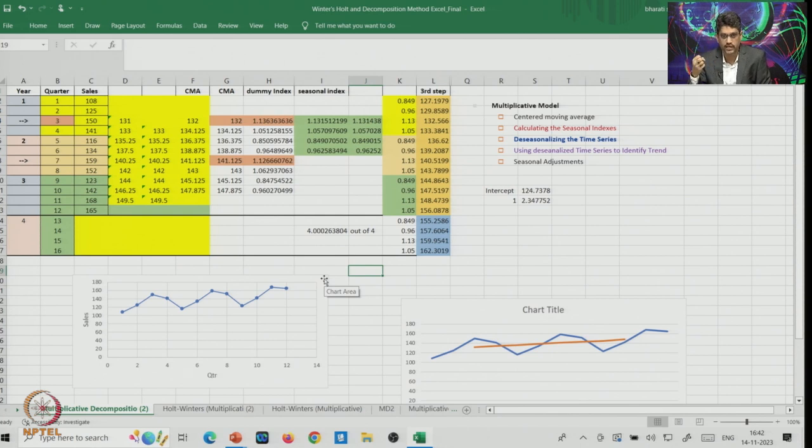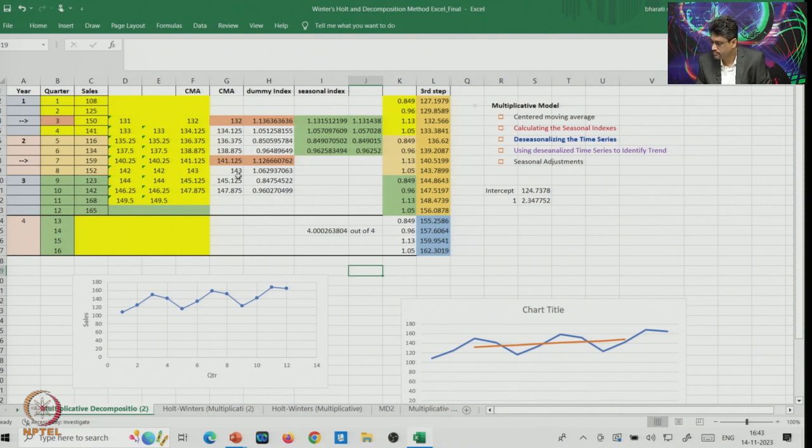Ultimately, the goal is to get the index so that you can deseasonalize the data. Third step, you can get the trend line and get the forecast through the trend line or through regression. Then again you multiply by the index and you get back your final forecast. Again, you go back to the zigzag pattern.